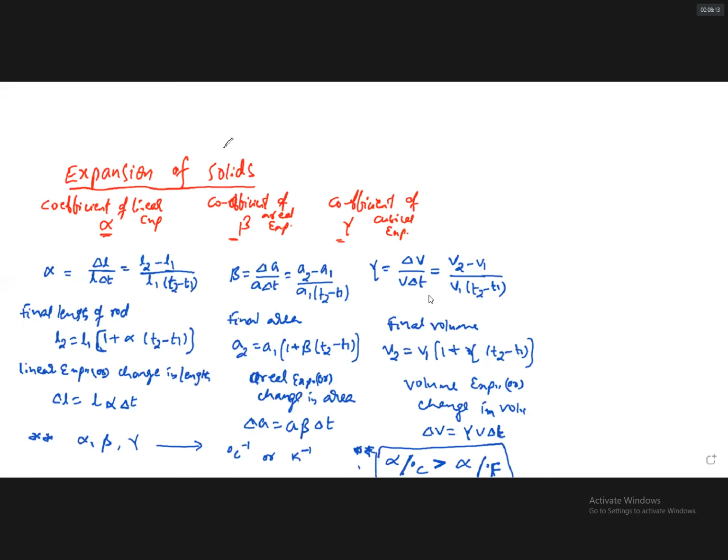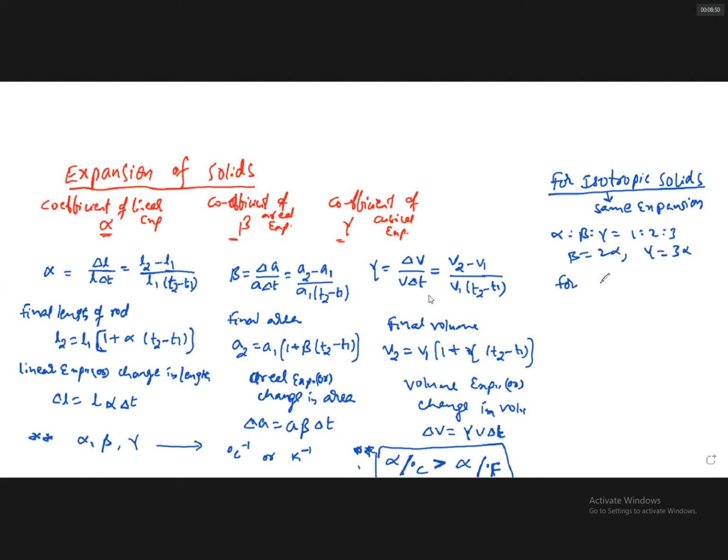For isotropic solids, isotropic means the expansion is the same in all directions. We can say that such solids are isotropic. Alpha is to beta is to gamma as 1:2:3. The relation between alpha, beta, and gamma is 1:2:3, means beta is equal to 2 alpha, gamma is equal to 3 alpha.